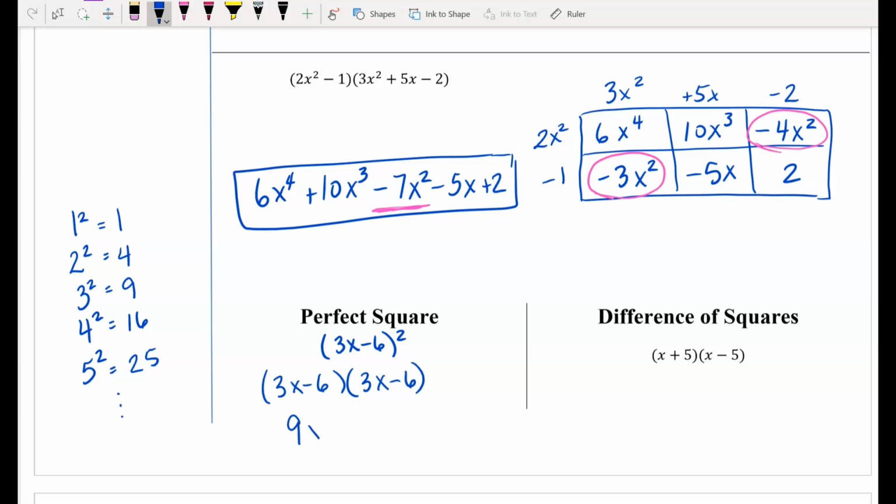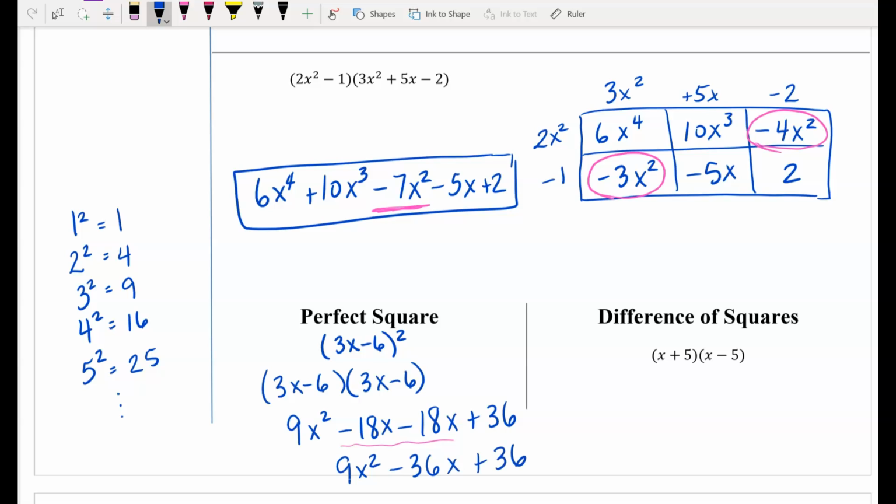So we would get 9x squared, and -6 times 3x would be minus 18x. These are the terms that would be in your box. You have another negative 18x, and then you would have a plus 36. And then when we find those like terms in our box, these would be on the diagonal. And so our final answer here would be 9x squared minus 36x plus 36.